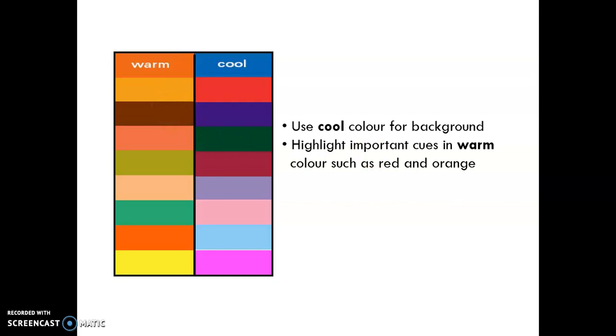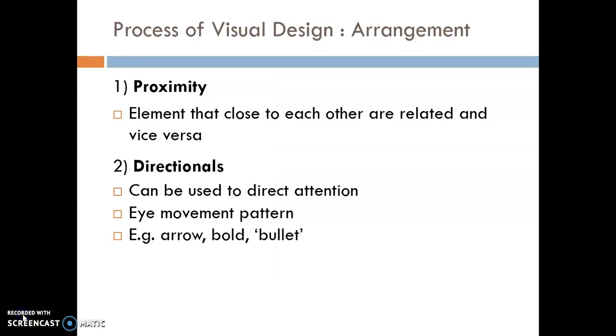We also need to respond to age. Children prefer warm colors such as red, pink, yellow, and orange, in brighter combinations of intense colors, and adults prefer cooler colors such as blue, pink, purple, and also green. Okay, this is the process of visual design.